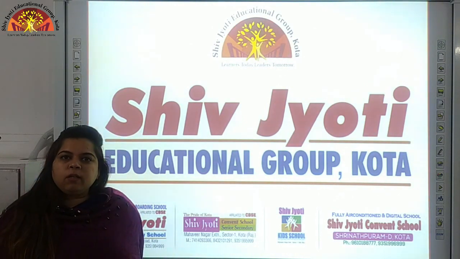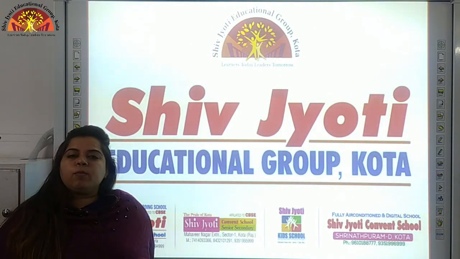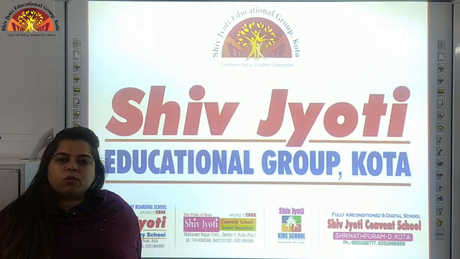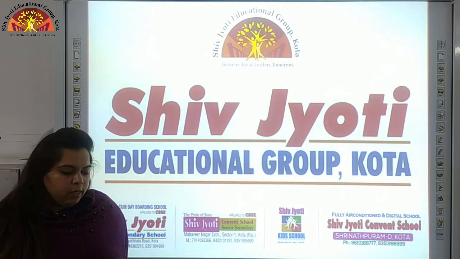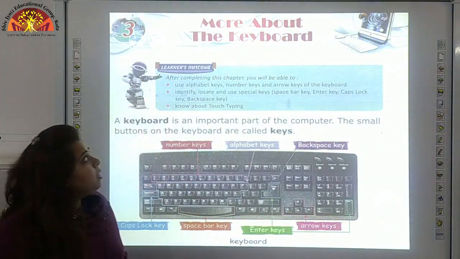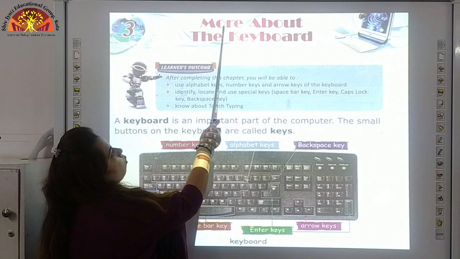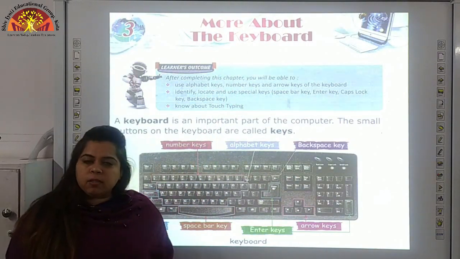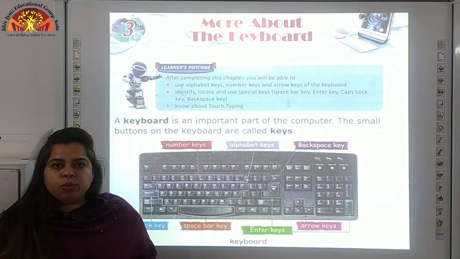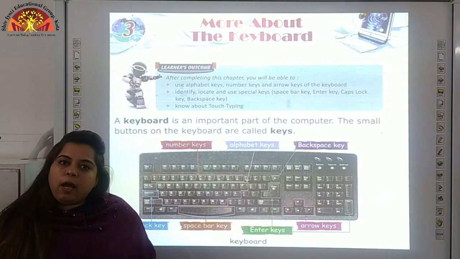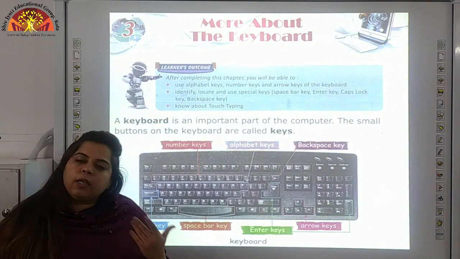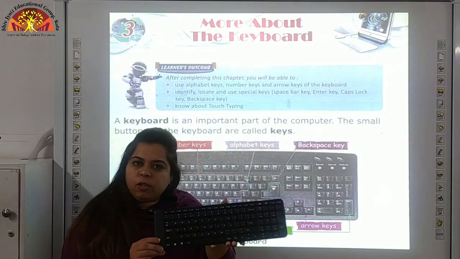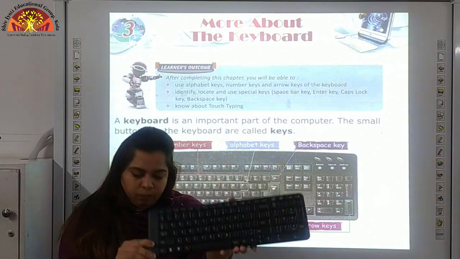Students, today I am here to teach you computer and we are going to study chapter number 3. So, take out your books and open page number 2 to 22. The name of the chapter is More About the Keyboard. Children, you know computer has different parts like monitor, mouse, CPU, keyboard, and today we are going to discuss about keyboard. You must have seen keyboard, children. This is a keyboard.